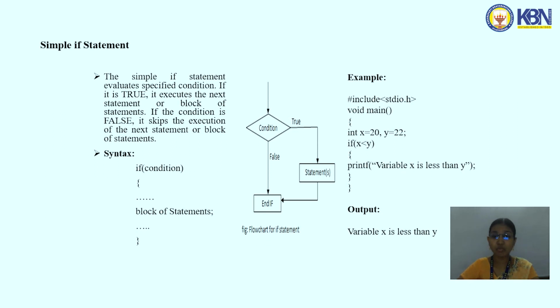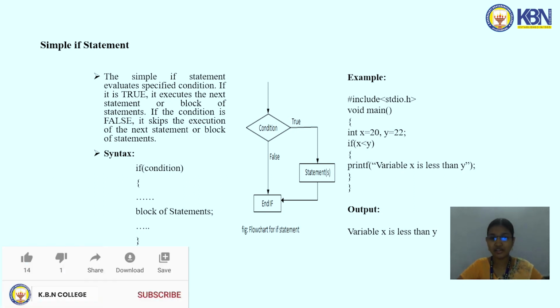Now in this program we are comparing the values using a relational operator. If x is less than y, it checks the condition. The x value is 20 and the y value is 22. 20 is less than 22, so the condition is true and it will execute the statement. It prints that x is less than y. The condition is true, that's why it executes the statement. Otherwise, if the condition is false, it will end the if statement.